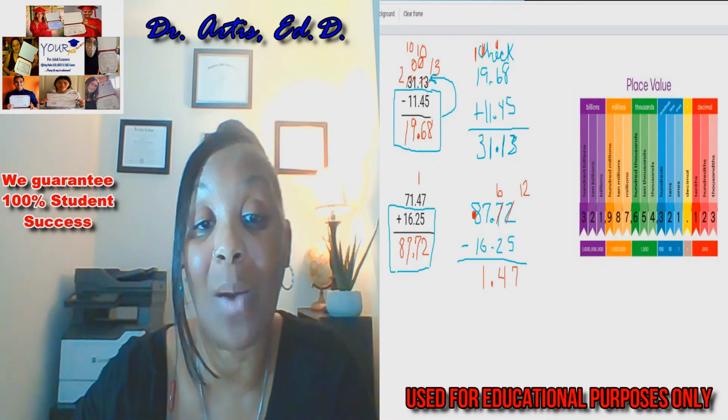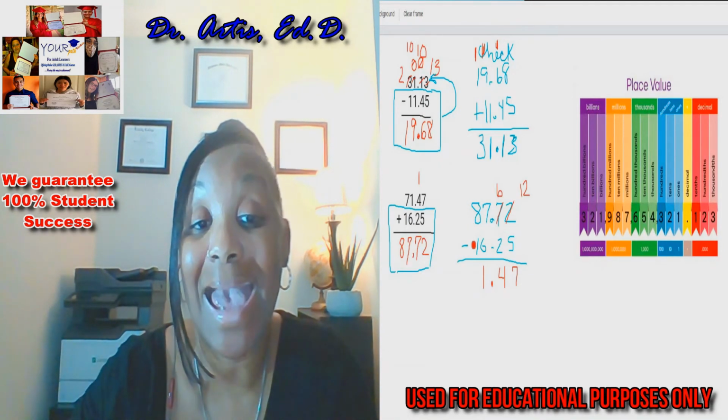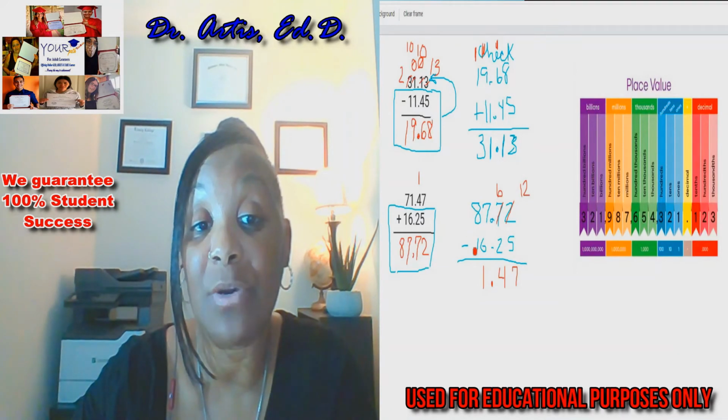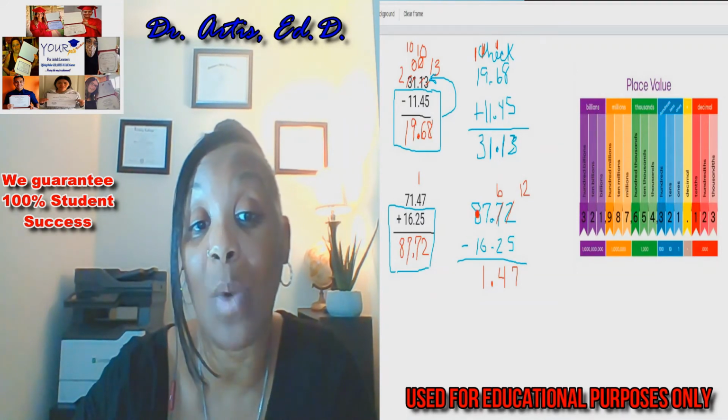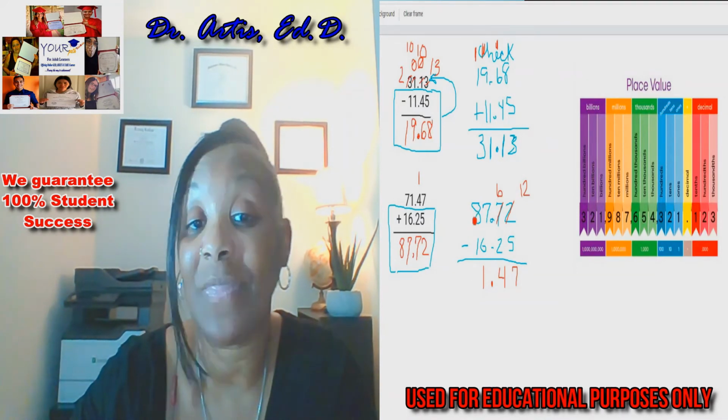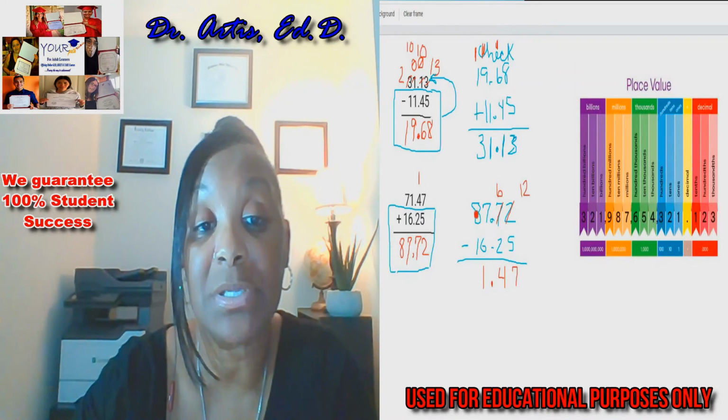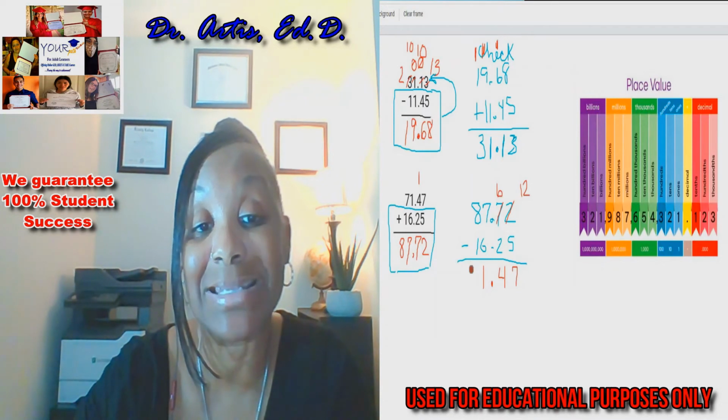Now we can move over to our tens column, and 8 is a greater number than 1, so we can take away 1 from 8 without borrowing any numbers. We can just simply subtract, and 8 take away 1 will give us 7.